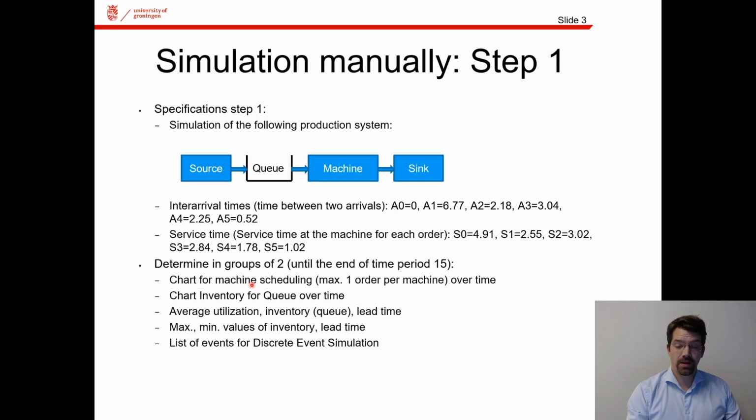Here you can see our process. So we have a source generating customer orders. Whenever this machine is idle, the next order can enter the machine. When the machine is producing, then the following orders have to wait in the queue, because only one order per time is allowed to enter the machine. And after the processing is finished, the items are delivered again to the customer.